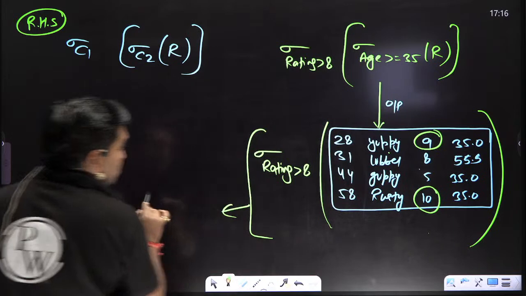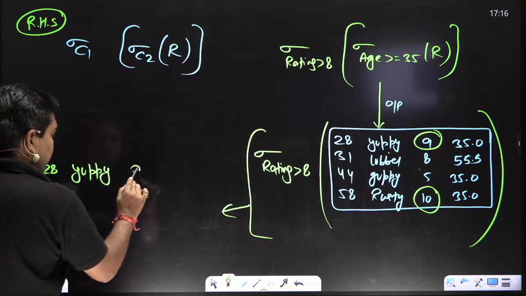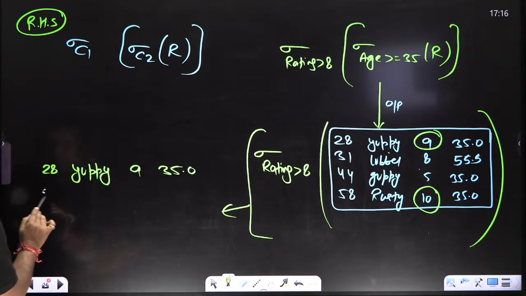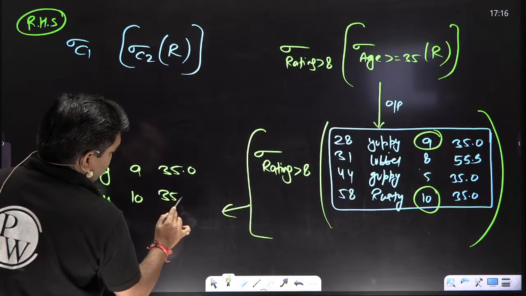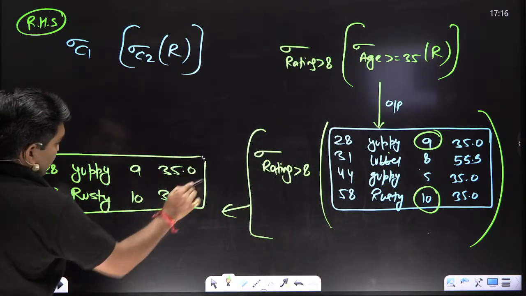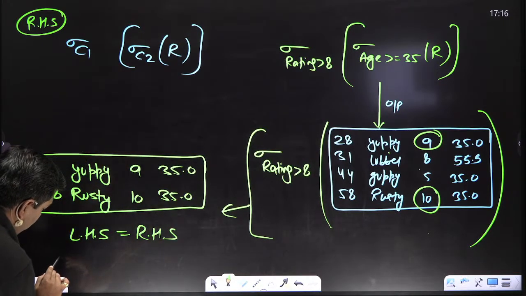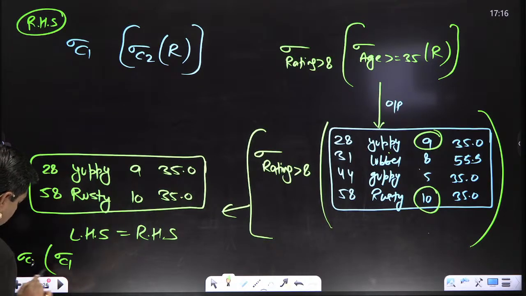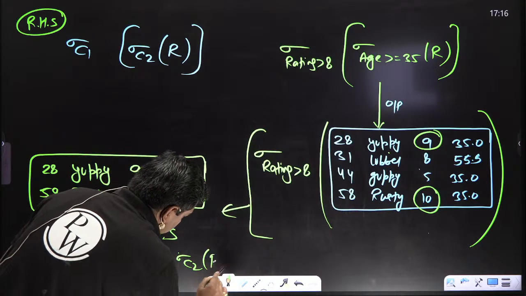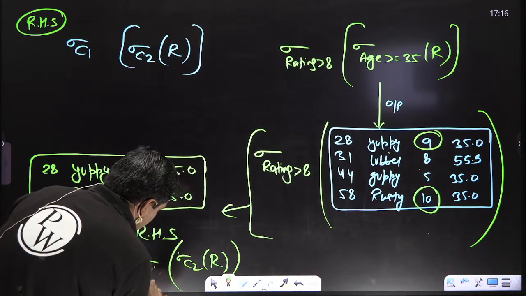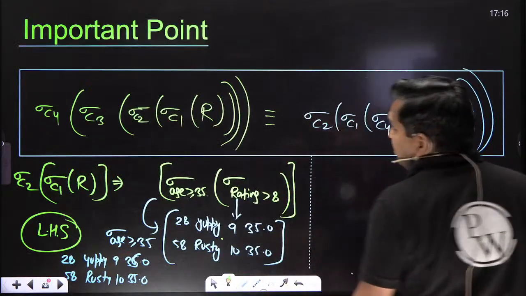Final output is 28 UP 935.0 and 58 Rusty 1035.0. So this is equivalent, meaning LHS equals RHS. What I prove here is that C1 then C2 from relation R is equivalent to C2 then C1. Everyone, this is rule number 1.